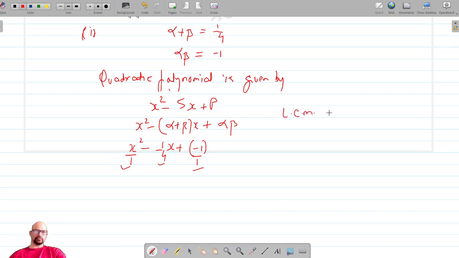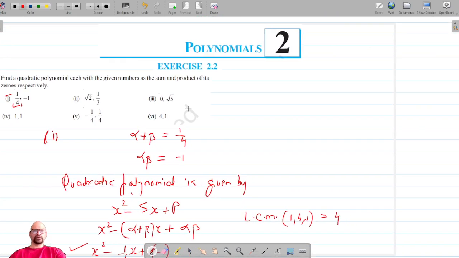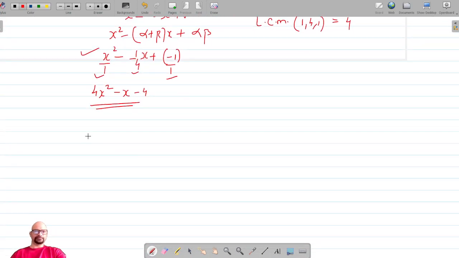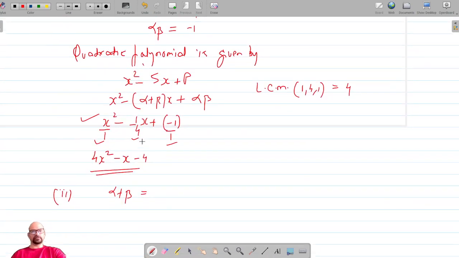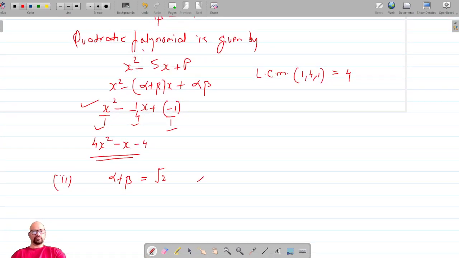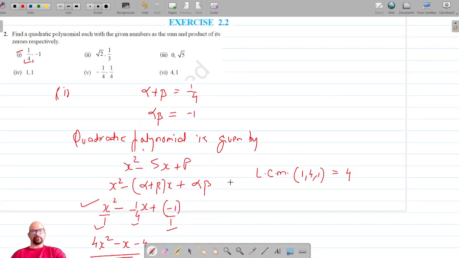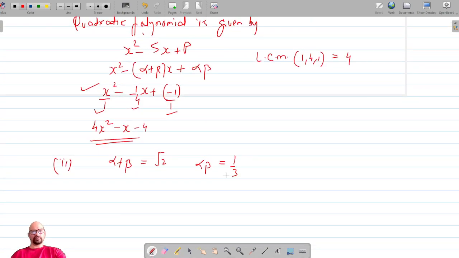So we are going to multiply each term with 4, which gives us 4x square minus x minus 4. So this is the required polynomial. Similarly, for the second one, sum of the zeros, that is alpha plus beta, is given as root 2, and product of the zeros alpha beta is 1 by 3.